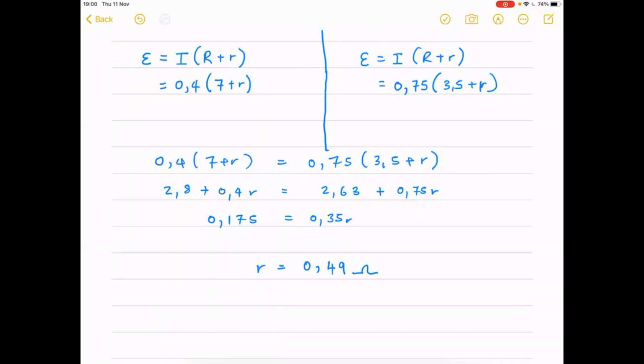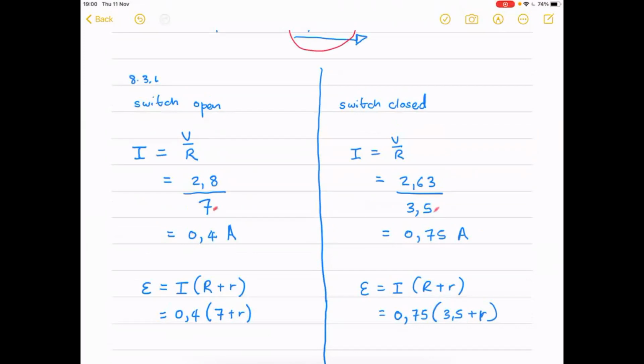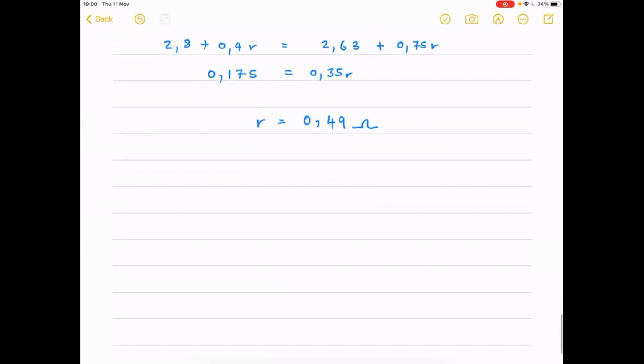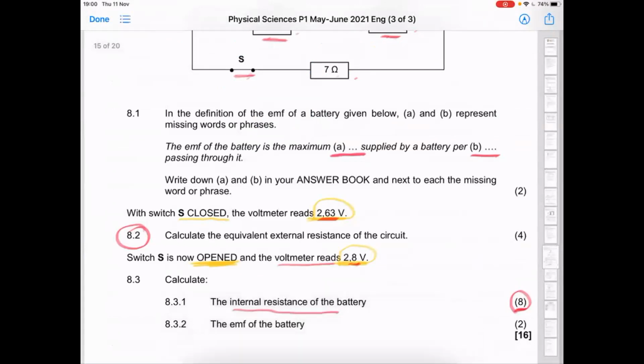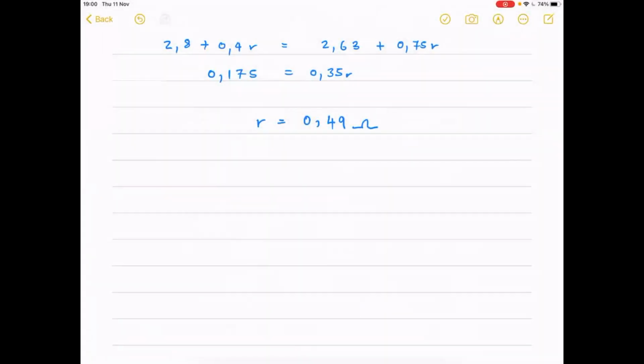Okay, so if you are able to do this, you can get 8 marks. Okay, so that's the internal resistance. And I think you know what the next question is. The next question is calculate the EMF of the battery for 2 marks. So that's what we're trying to calculate. And when we calculate it now, you'll see that it's not 2.8. Okay, but let's do that. Calculate the EMF. I'm sure you can do it now before me.